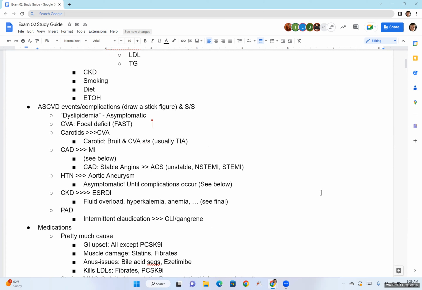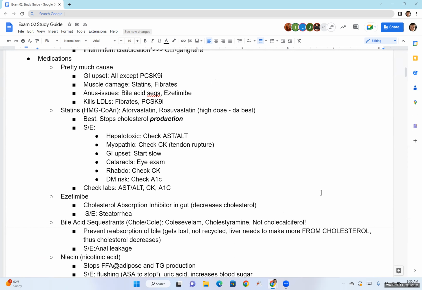And also we'll start ezetimibe, right? Because it's not going to be effective. It's like a 10%, 20% versus like 40 to 60%. So we kind of skipped a step with complications, but medication wise, right?